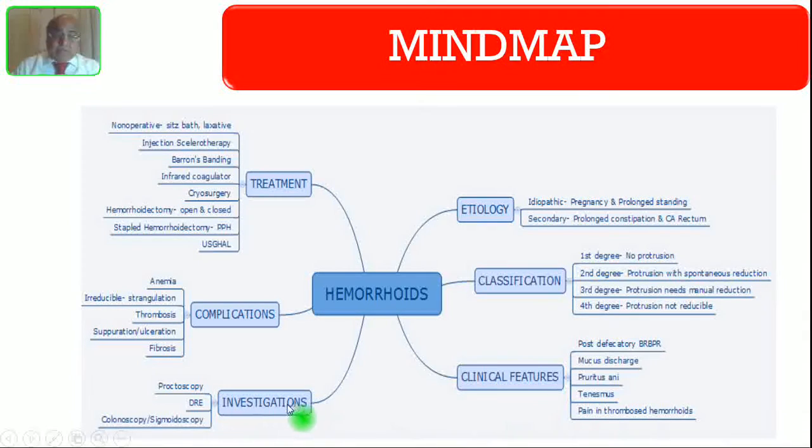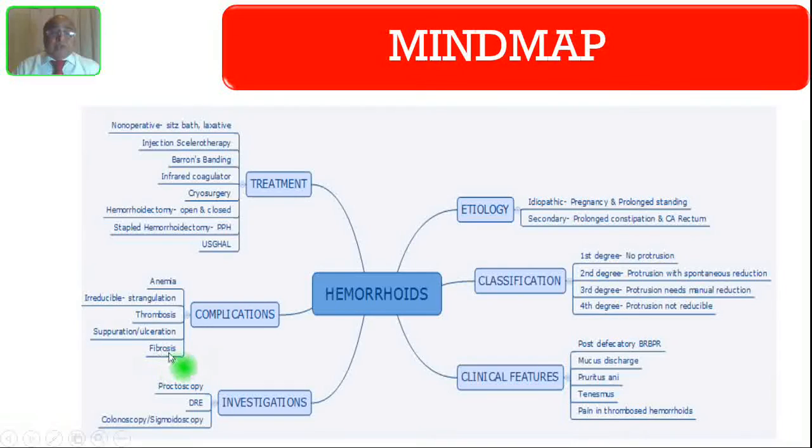Investigation, you must do a proctoscopy or anoscopy, that is diagnostic. Of course, you can do a digital rectal examination to rule out any rectal pathology, or you must do a colonoscopy or sigmoidoscopy to rule out any other associated colonic pathology. The complications are if bleeding is prolonged, the patient may have anemia. The hemorrhoids may become irreducible in fourth degree hemorrhoids, and it will go for strangulation. It will also get thrombosed, and sometimes it may get suppurated, and ultimately it will get ulcerated also.